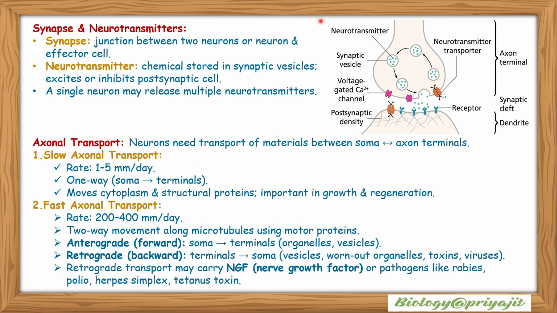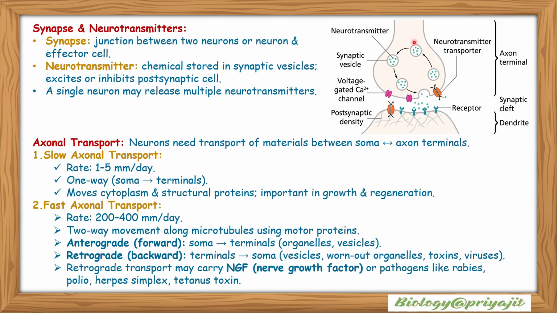Synapse and neurotransmitter: this is the image of a synapse. It's the junction between two neurons. This is one neuron and this is another neuron. It can be two neurons, or one neuron and another effector cell like a muscle. So this is the neurotransmitter-containing vesicle. Neurotransmitters are the chemicals stored in synaptic vesicles.